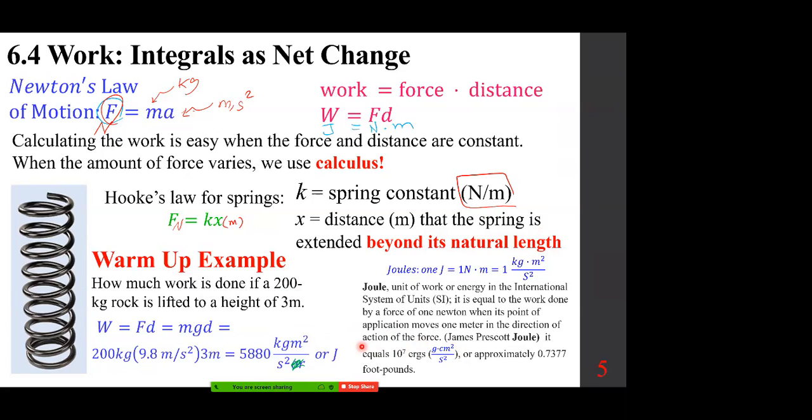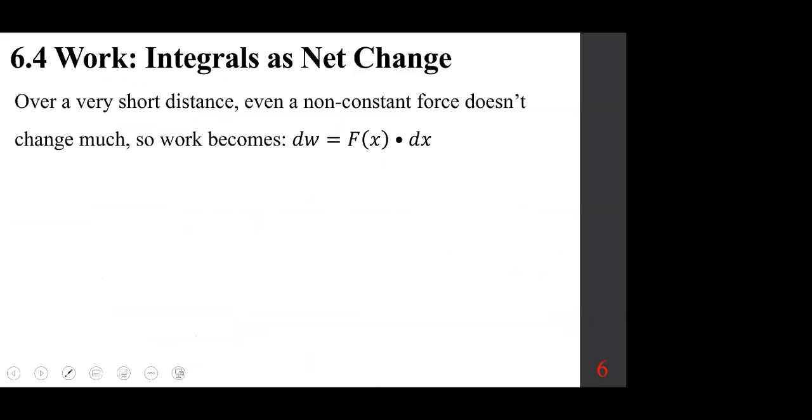By the way, I hope you remember, kilo means 1,000. So 1 kilogram is 1,000 grams, and 1 meter is 100 centimeters. These are all basic unit conversions everybody knows. So, all right.